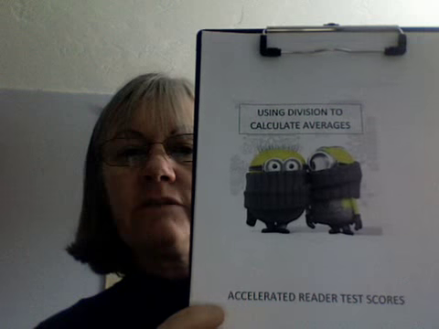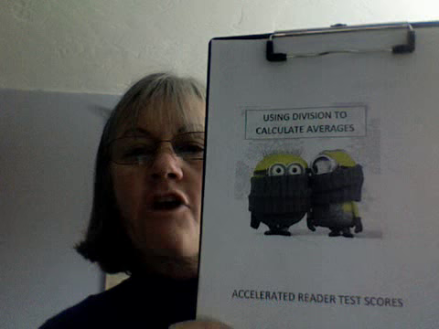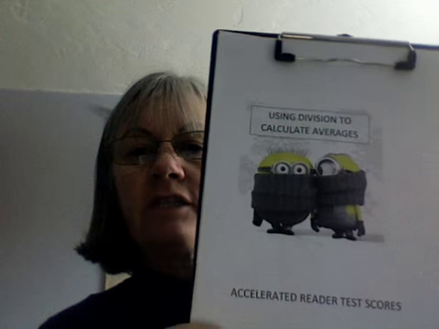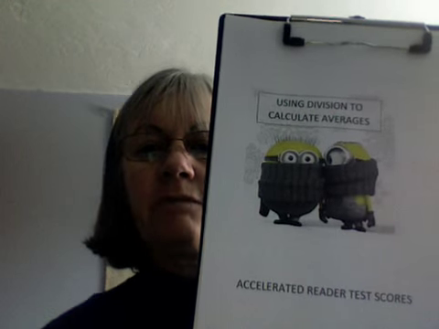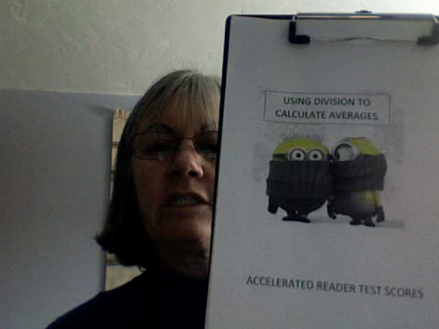One kind of average that we're familiar with at school is your accelerated reader comprehension average, which is calculated by a big division problem using all of the test scores from the book tests you have taken. I'm going to show you how that works.